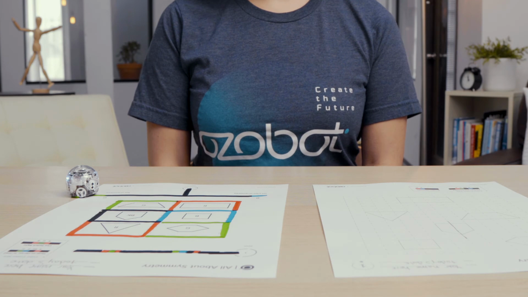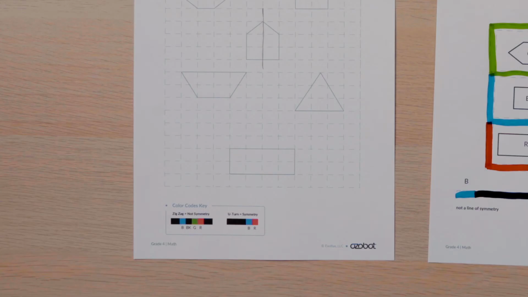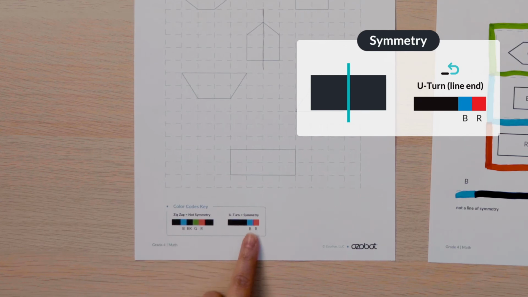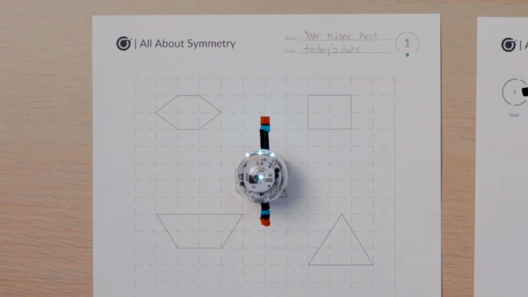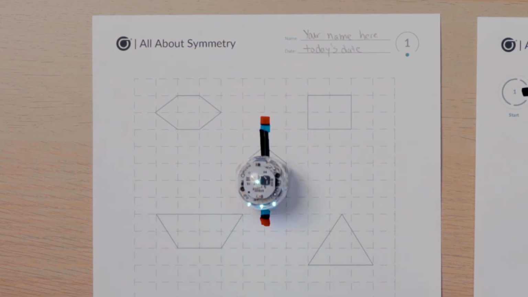Now you will program your bot to demonstrate if the line you drew shows symmetry or not. There is another color codes key. When you draw a line of symmetry, you will include a U-turn code on each end of the line. This will program your bot to loop or continue moving along the line of symmetry until you pick it up.